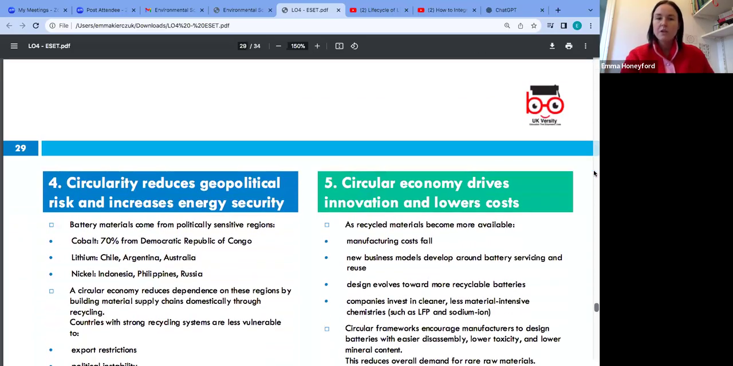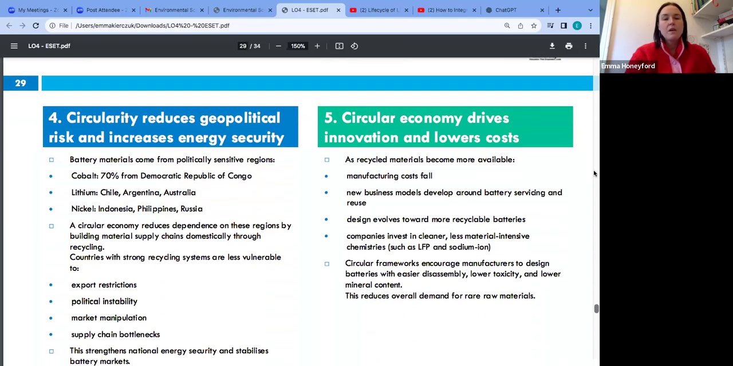So circularity reduces geopolitical risk and increases energy security. At the moment, we are so dependent on supply chains across the world when it comes to battery materials, especially from politically sensitive regions. We rely on supply chains from all over the world, such as for lithium: Chile, Argentina, and Australia. So there is an environmental impact of sourcing the lithium and of transporting those batteries from different countries. So a circular economy reduces dependence on these regions by building material supply chains domestically through recycling.